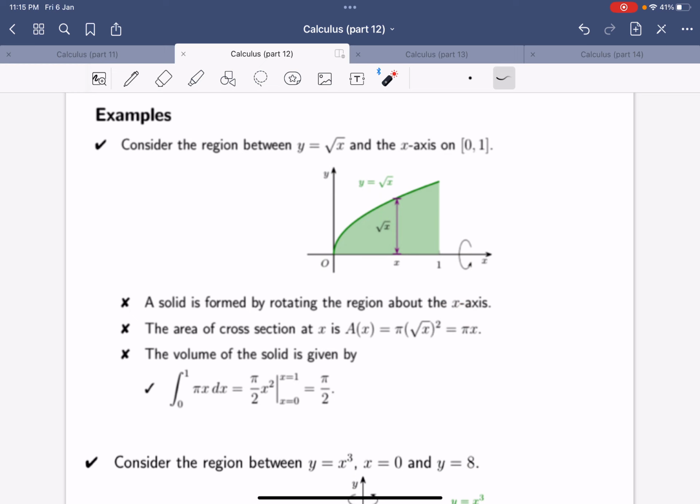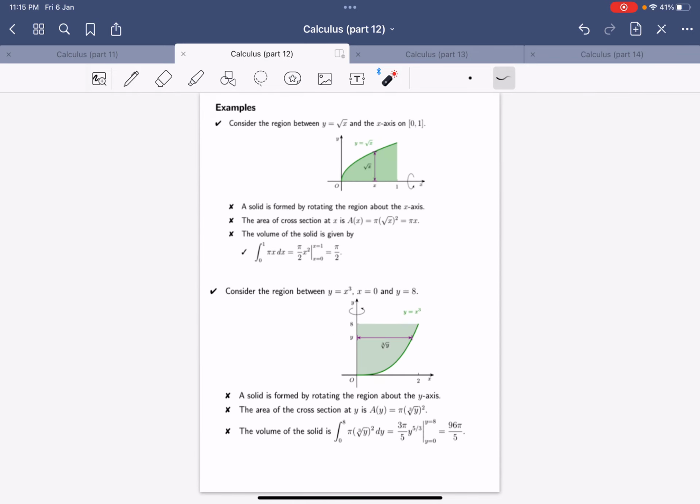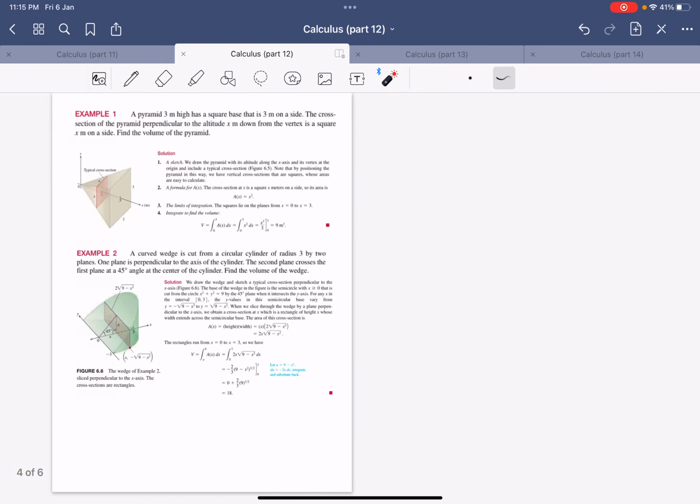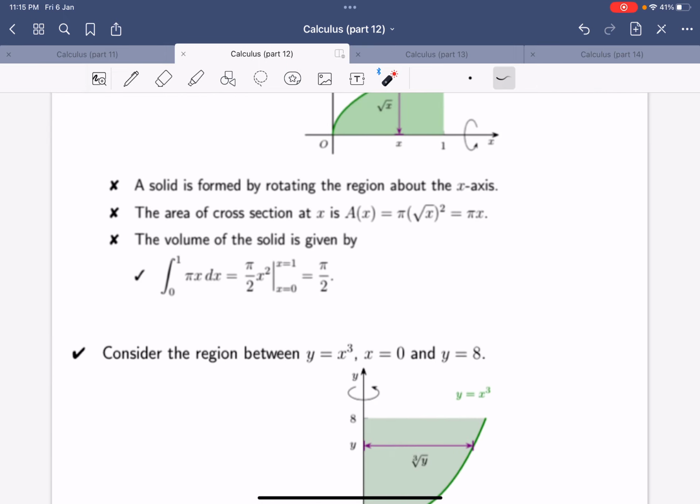And you can see it's really capturing the idea now that our cross-sectional areas are all circles instead of squares or any other functions. And that's why it's pi f(x) squared.